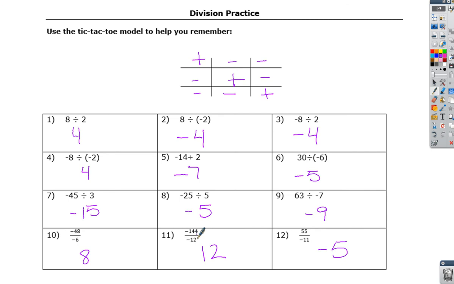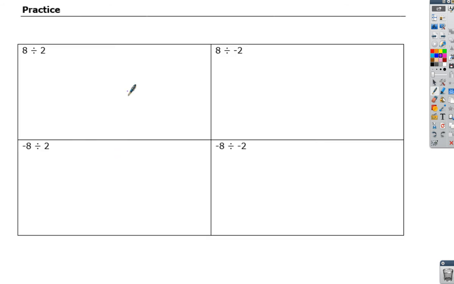We have 144 divided by 12. 144 divided by 12 is 12, and a negative divided by a negative is a positive. And our last one is 55 divided by 11 is 5, and a positive divided by a negative is a negative. Okay, I want you to go ahead and do these 4 problems on your own. Be careful of the signs and think of that chart we used. Go ahead and hit play when you're ready. Please pause the video.